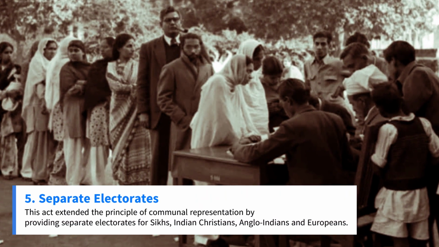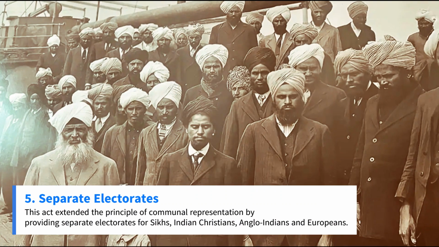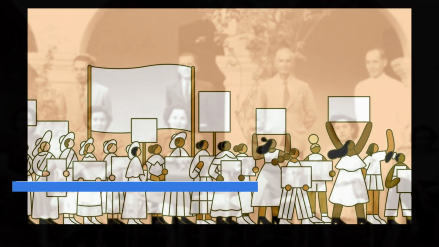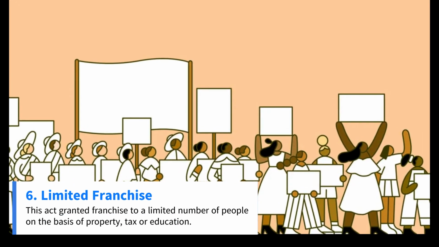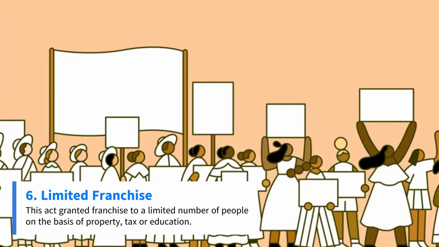5. This act extended the principle of communal representation by providing separate electorates for Sikhs, Indian Christians, Anglo-Indians and Europeans. 6. This act granted franchise to a limited number of people on the basis of property, tax or education.